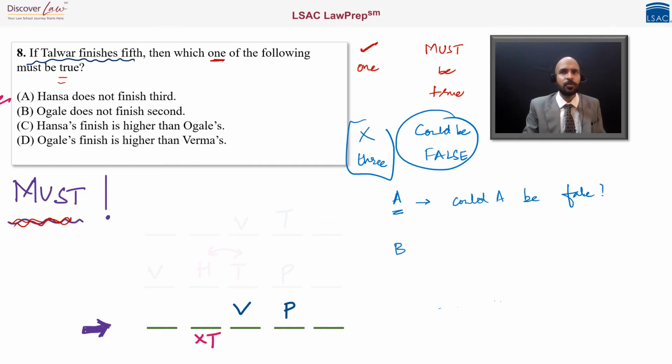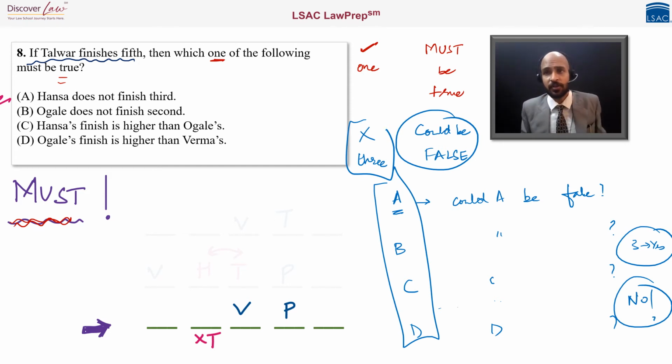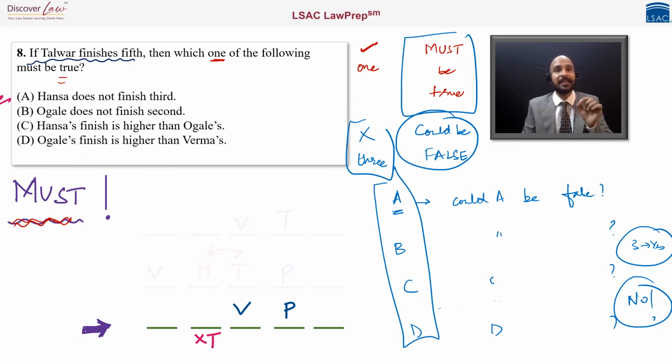Then for option B, you ask, could B be false? Could C be false? Could D be false? You will find that out of these 4 questions, for 3 of them you will get yes, it could be false, and they are the wrong answers. But for one of them you will get a no, which means that it is not possible for it to be false, which means that it must be true. So therefore you are required to solve these questions by elimination. Okay, so let us look at the questions. Let's look at the options one by one now.